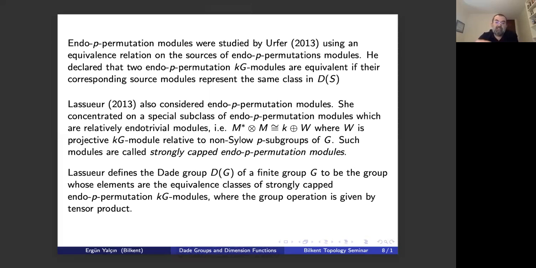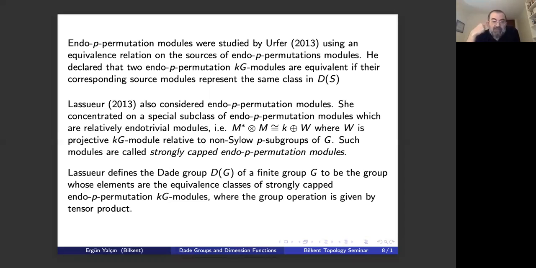So Lassueur defines a Dade group. She studied the group that she defined. So there's a relation between her Dade group and Urfer's Dade group, which will come up later. They're not the same, of course. This has more core, like things are not identified as much. So the Dade group Lassueur defines surjects onto the Dade group Urfer defines, and there will be a kernel which has a lot more modules, a lot more classes. So it's a better definition.